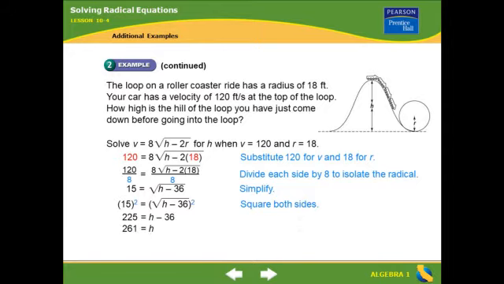We will have the square of 15, that is 225, equals the square of the square root of h minus 36, that is h minus 36. So solving for h, we're going to add 36 to both sides. So I will have 225 plus 36, that is 261, equals h. So therefore, the hill is 261 feet high.